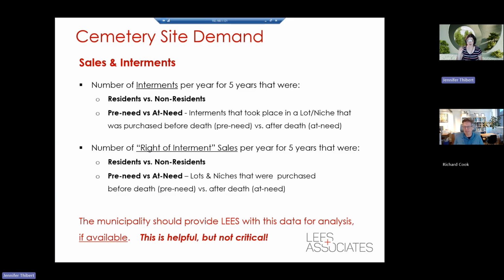So I just want to highlight that if you had to get us any one bit of information, if you can give us interments and sales for the past 5 years by each of your offerings, that's the minimum we're looking for. Anything else is icing on the cake.